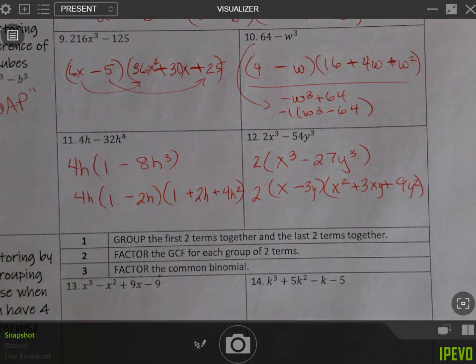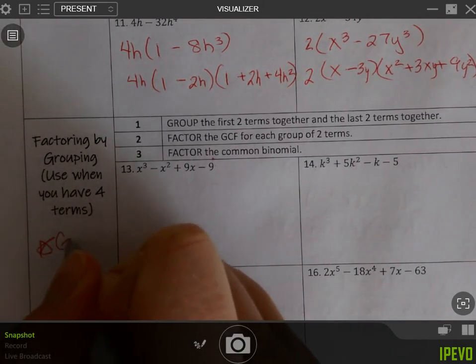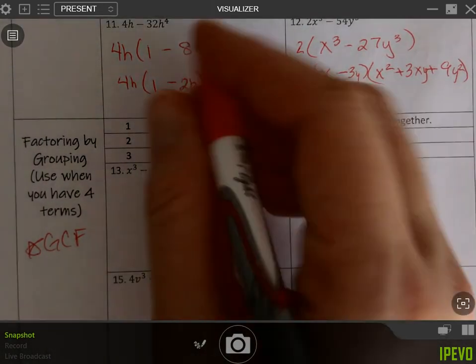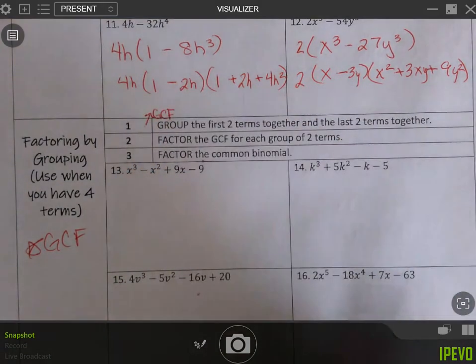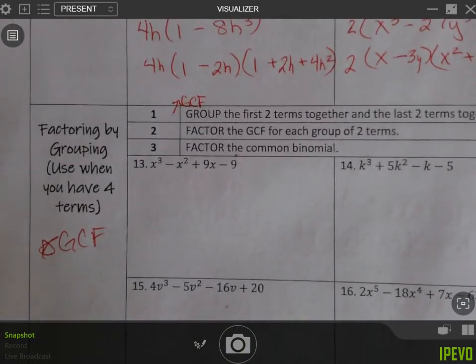All right, last idea for today. Factoring by grouping. Actually a very simple concept, but there's one part that's a little bit more abstract. No matter what, I'm always going to do this. I'm always looking for a GCF. So I know it says step 1, group the first things, but before step 1, GCF. So this one does not have a GCF in it, so I'm going to be able to jump into it.